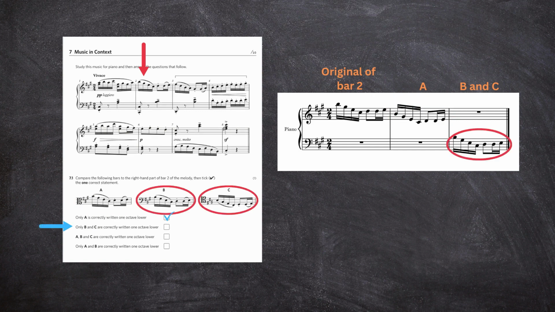Statement 2 said that B and C are correctly written 1 octave lower, which is wrong. They are actually written 2 octaves lower than the original. Statement 3 said that A, B, and C are correctly written 1 octave lower, which is also wrong. Only A is written 1 octave lower. Statement 4 said only A and B are correctly written 1 octave lower, which is wrong.